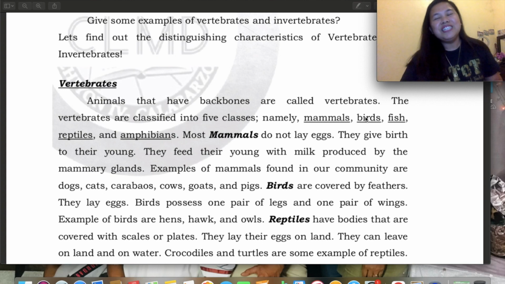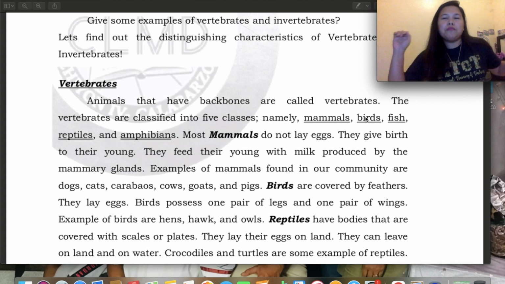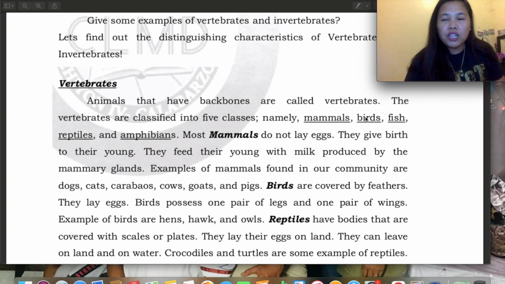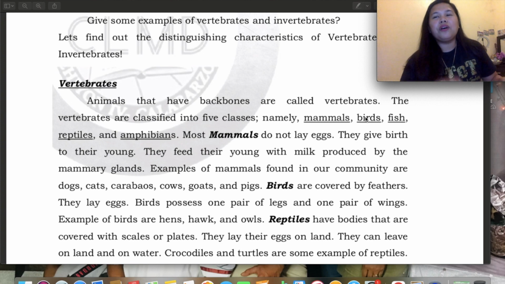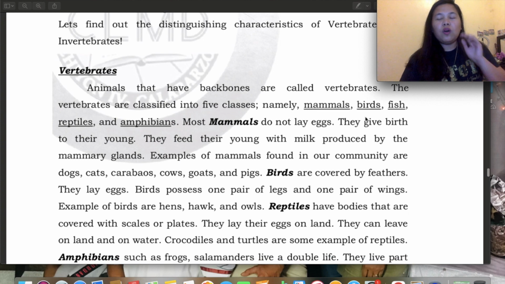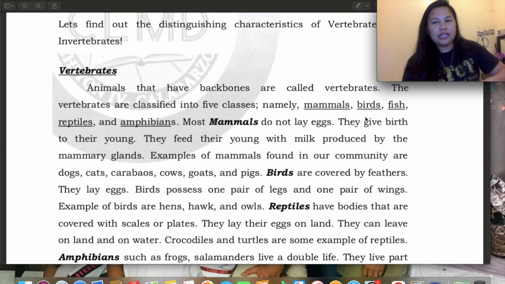So, the correct answer, mammals, birds, fish, reptiles, and amphibians. So, yan po yung 5 classes of vertebrates. So, pag-aralan natin ngayon, isa-isa kung ano yung 5 classes na yon. So, first, the mammals. Okay? Most mammals do not lay eggs. So, some of the mammals, hindi siya nangingitlog. Some lang ha, hindi naman lahat. Kasi merong mammals na nangingitlog, meron ding mammals na hindi nangingitlog.